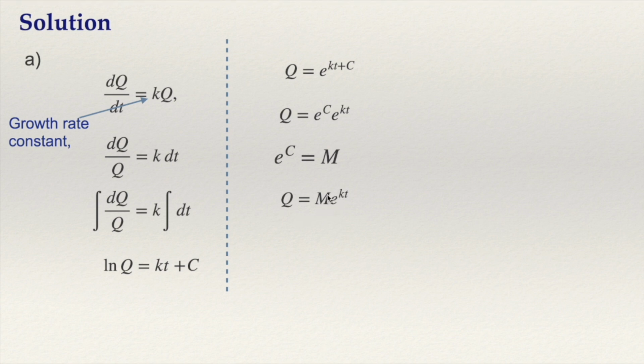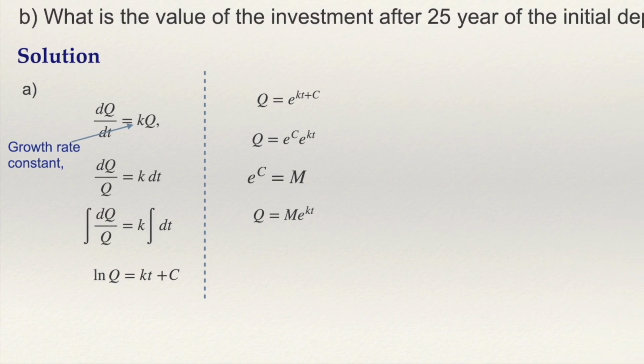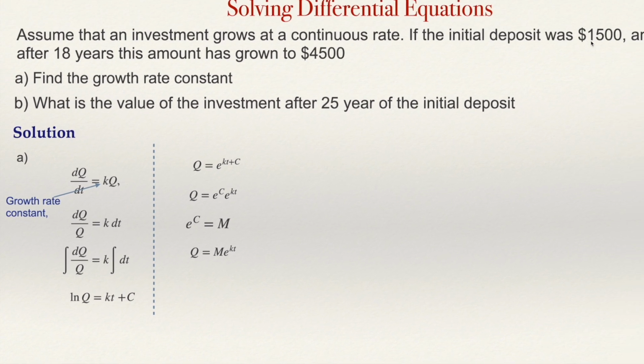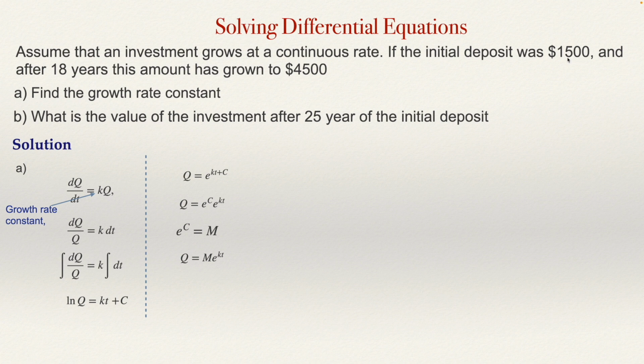What is the information that we have? We know that the initial deposit was 1500. So that means when t was 0, q was 1500. So we have information: when t equals 0, q equals 1500. This produces one equation in which we have only two unknowns, m and k.